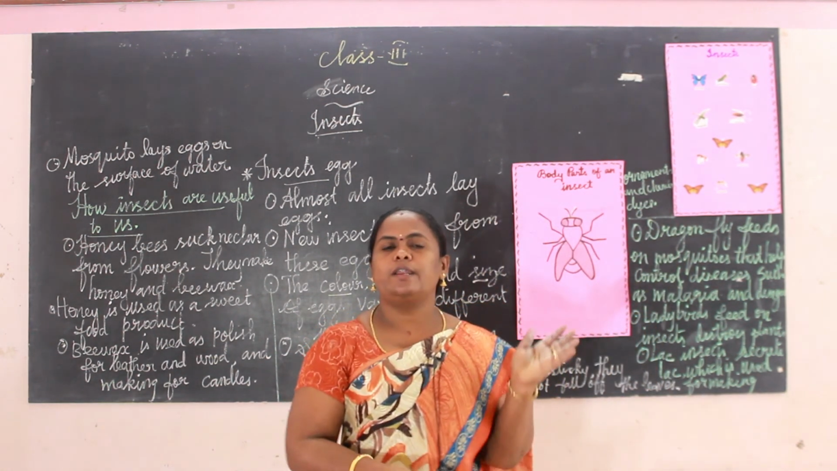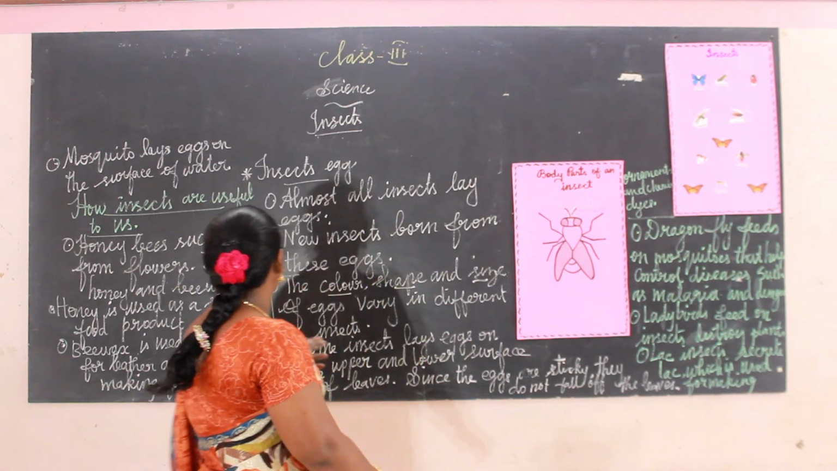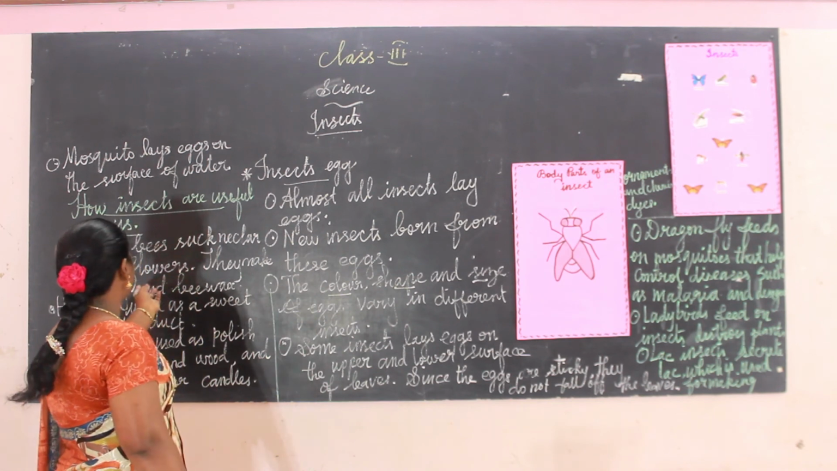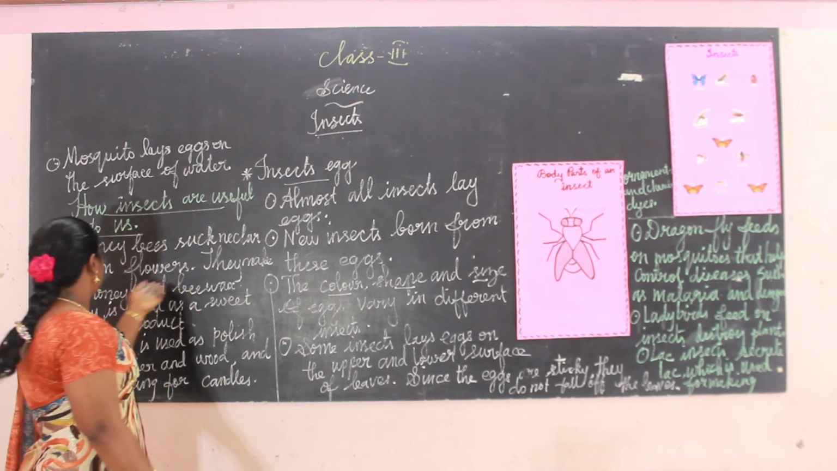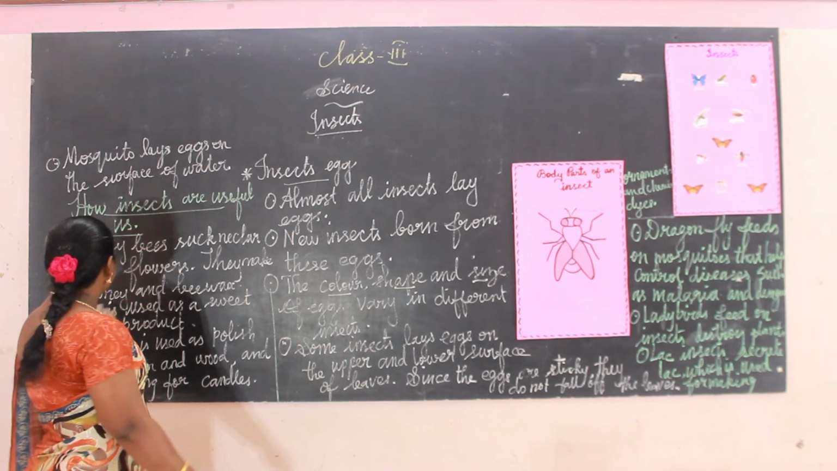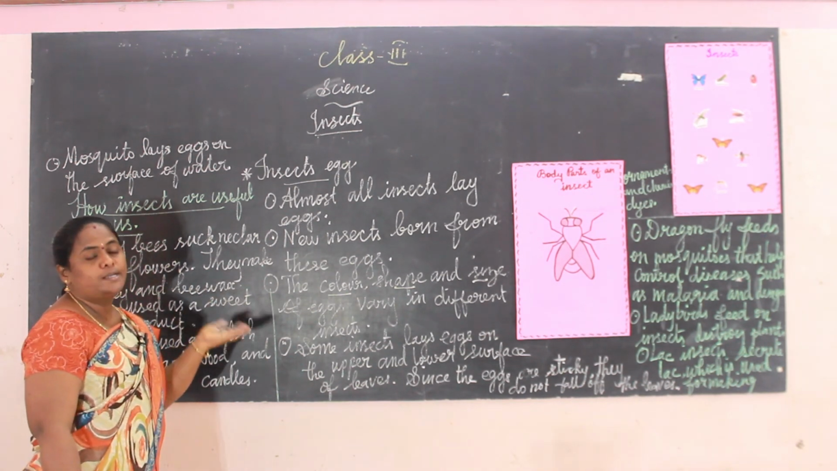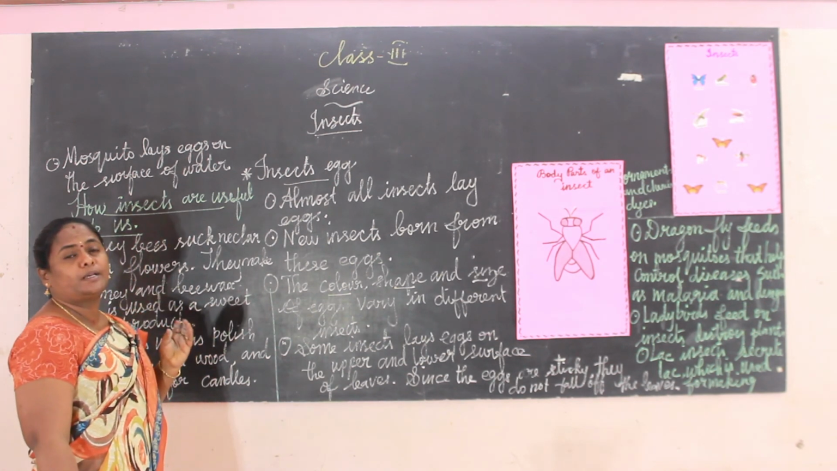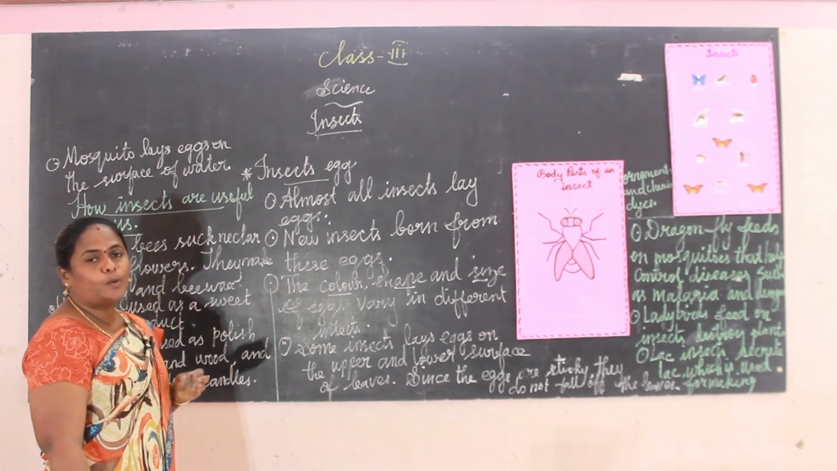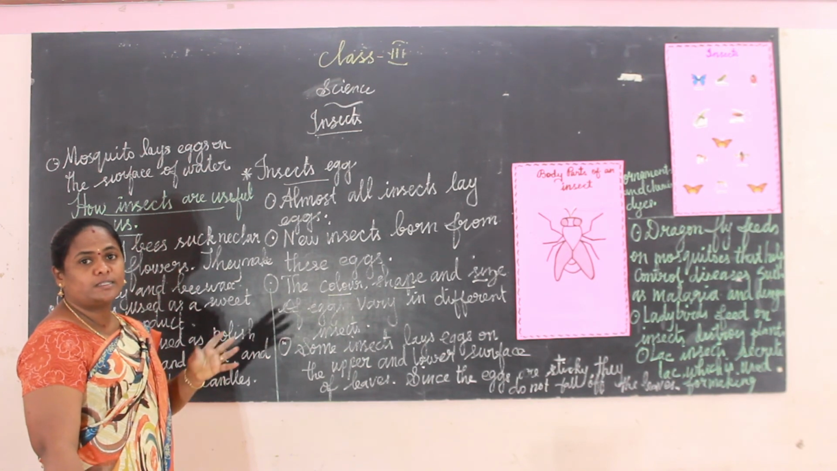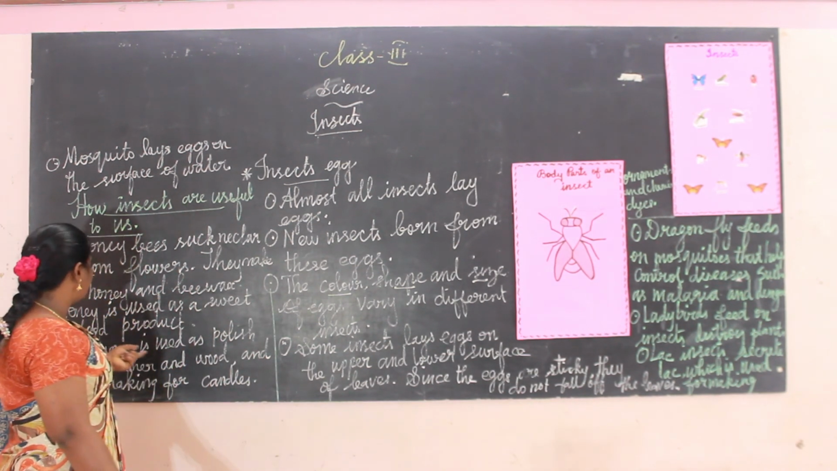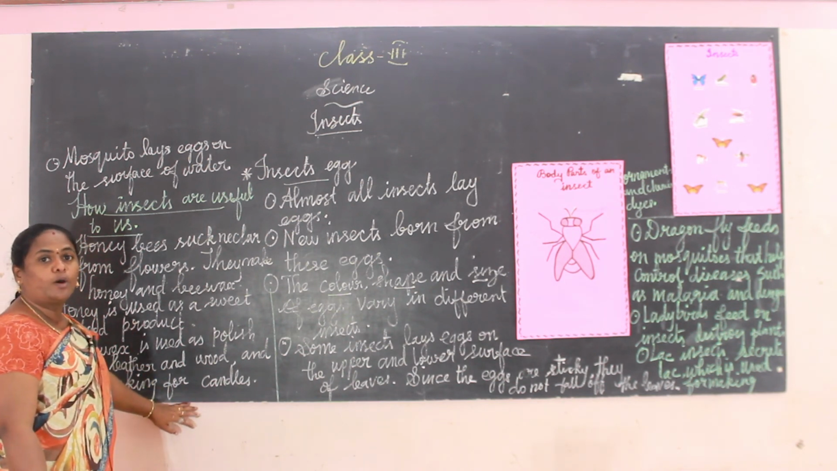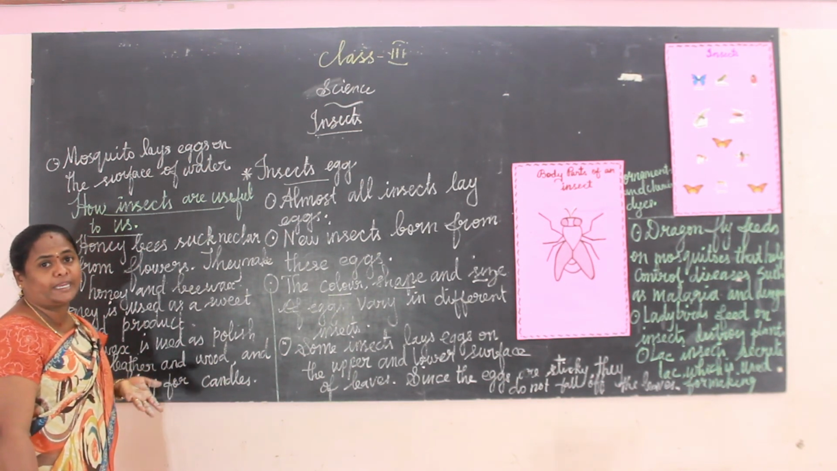So these insects are helpful and useful to us. So many insects are very useful to us. First one is the honeybee. Honeybees suck nectar from flowers. They make honey and bee wax. Honey is used as a sweet food product, and also for diseases like cough and cold. Bee wax is used as a polish for leather and wood, and for making candles.